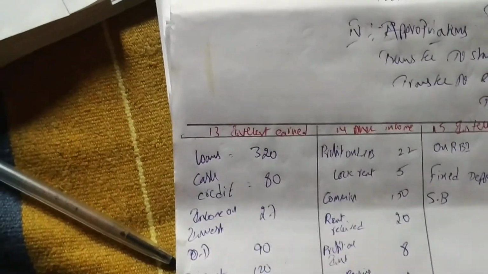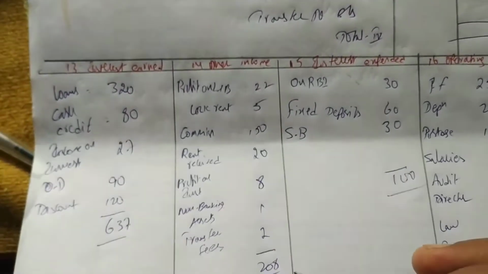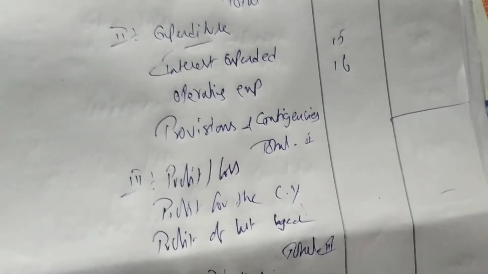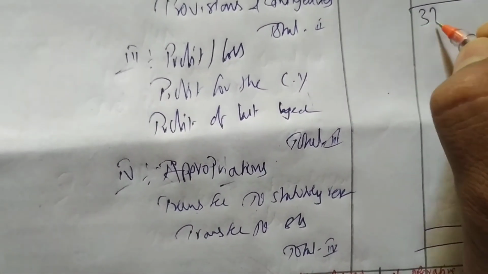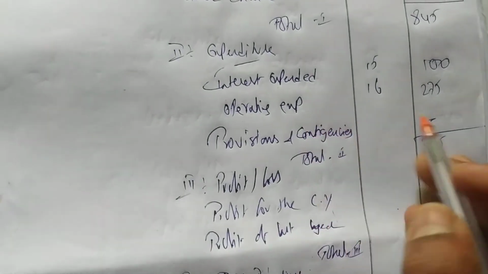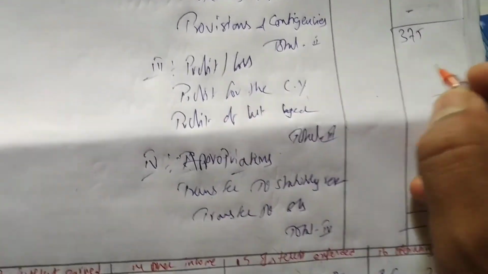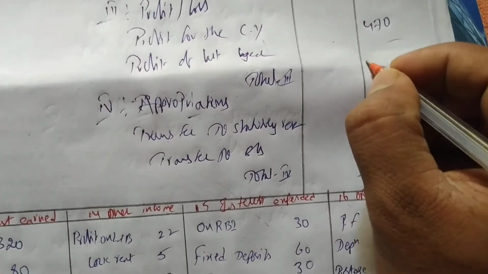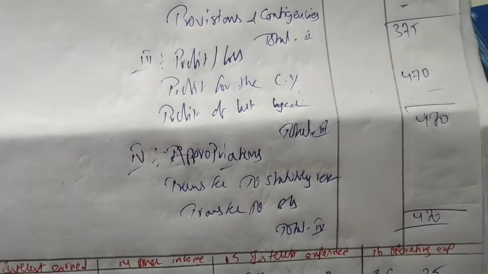First, interest earned is 637, schedule number 13. Other income total is 208. 637 plus 208 is 845, the first total. Then interest expended is 100, schedule 15, and 275, schedule 16. We get 375 as total expenditure, because there is no provision and contingencies. Now current year profit will be 845 minus 375, so we are getting current year profit as 470. There is no profit of last year, so directly the same profit, 470, we write again here. From 470 we have to transfer 25% to statutory reserve.